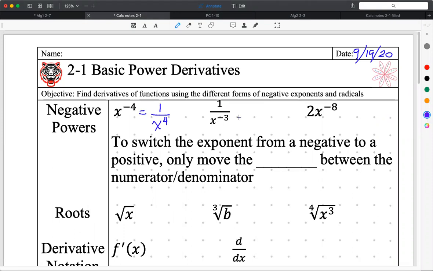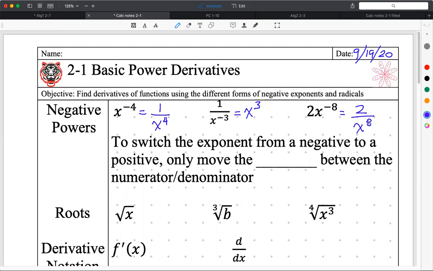It is indeed 1 over x to the 4th. Thank you. What about this one? 1 over x to the -3 turns into what? Yes, Fiona. X to the 3rd. Perfect. And this is the one that most students make mistakes on. 2x to the -8. How do I do this one? Andrea. Is it 2 over x to the 8th? Ah, you got it. I hope that someone got tricked by it, but it wasn't you.